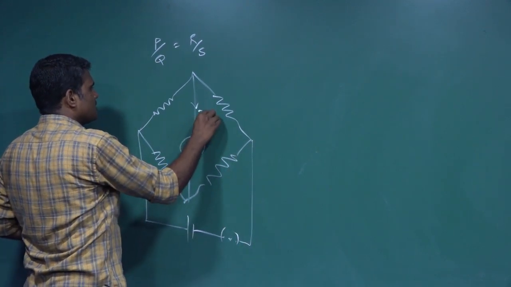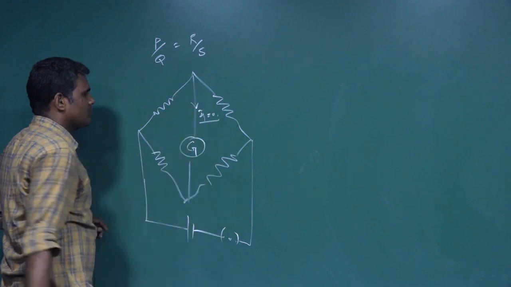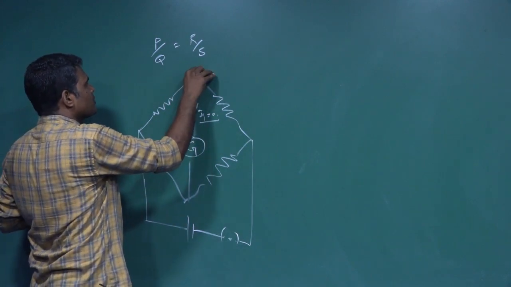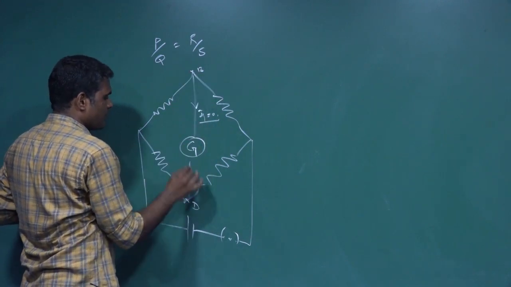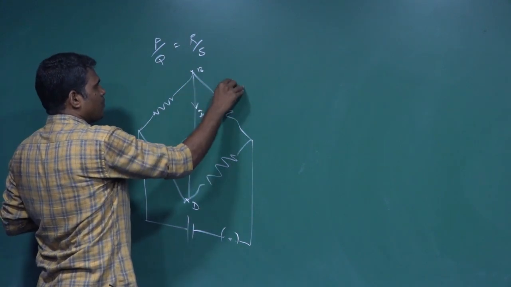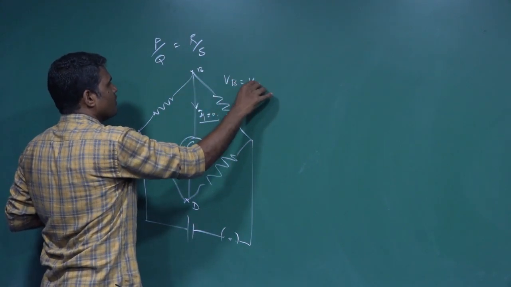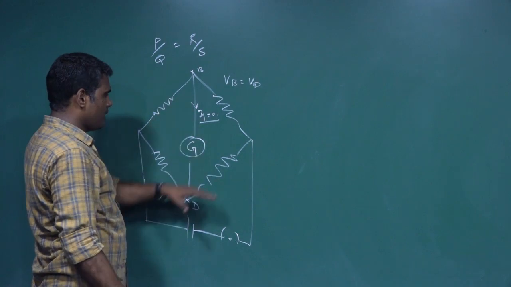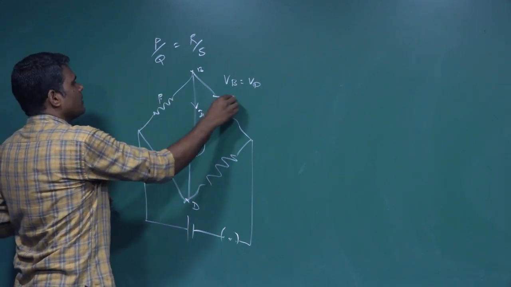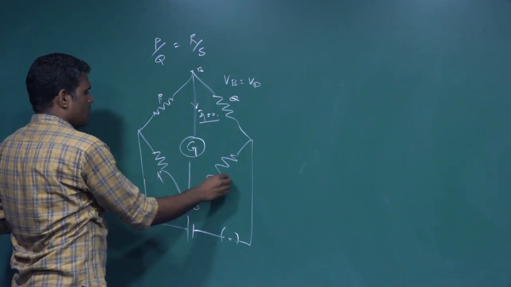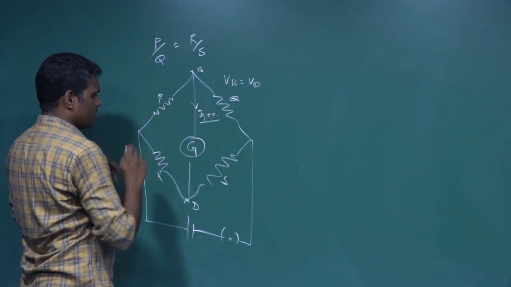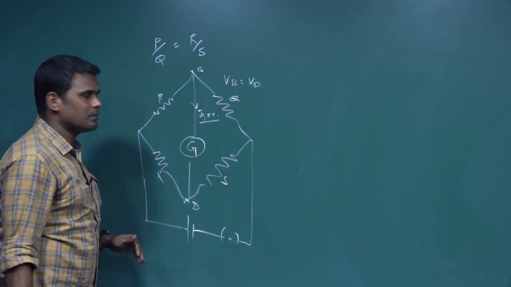The current Ig through the galvanometer is 0. Then the potential at point B and the potential at point D are the same. Potential Vb is equal to Vd. This condition will be satisfied in a Wheatstone network. Then P by Q and R by S are said to be in the balanced condition.